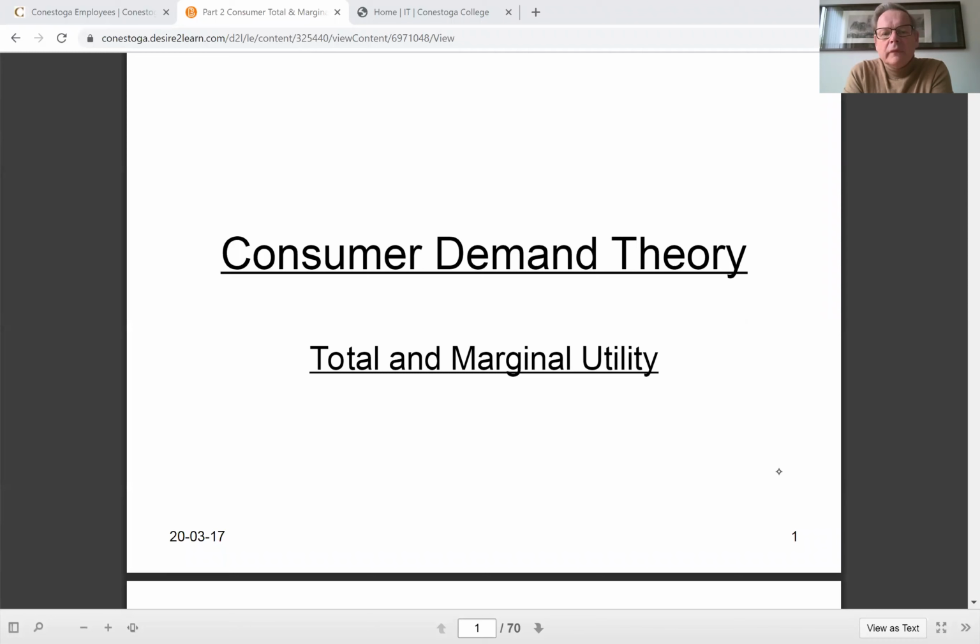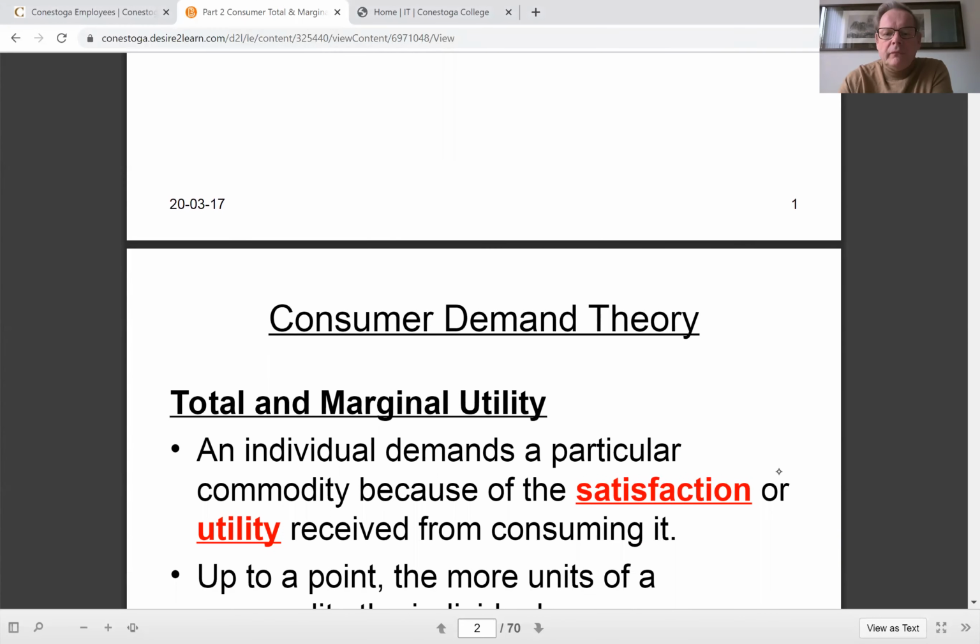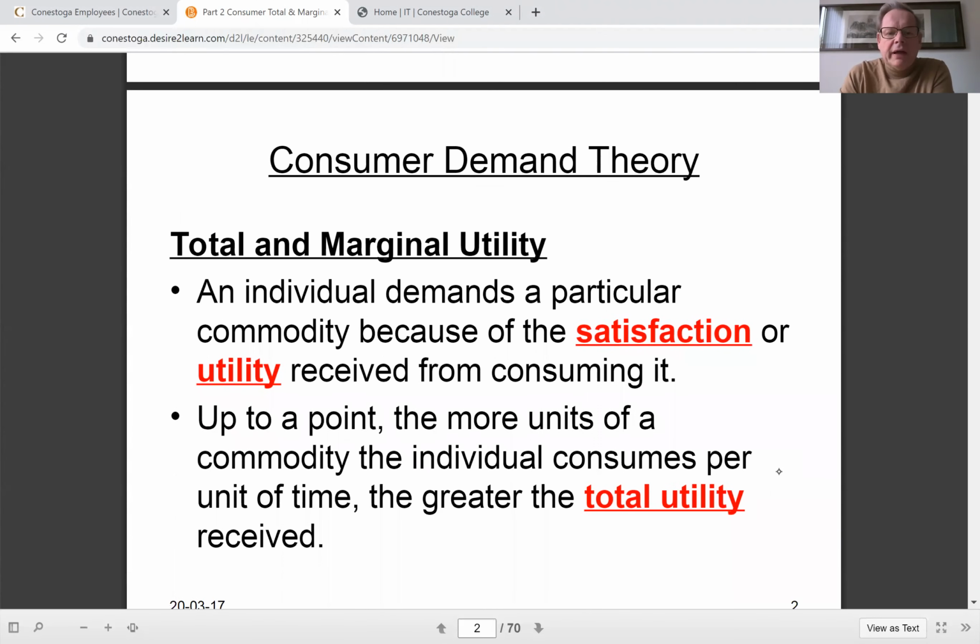Where you see that word utility, please make a note that utility stands for satisfaction. It's the satisfaction that you receive from consuming an item. Hopefully we spend our money on things that we get satisfaction from and actually enjoy. Now I'm going to move over to slide number 2. And there's that word satisfaction. Utility means the satisfaction that we get from consuming whatever items we are interested in.